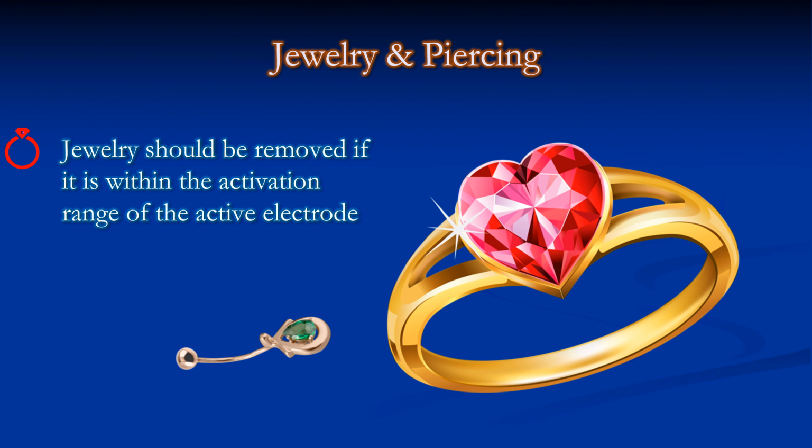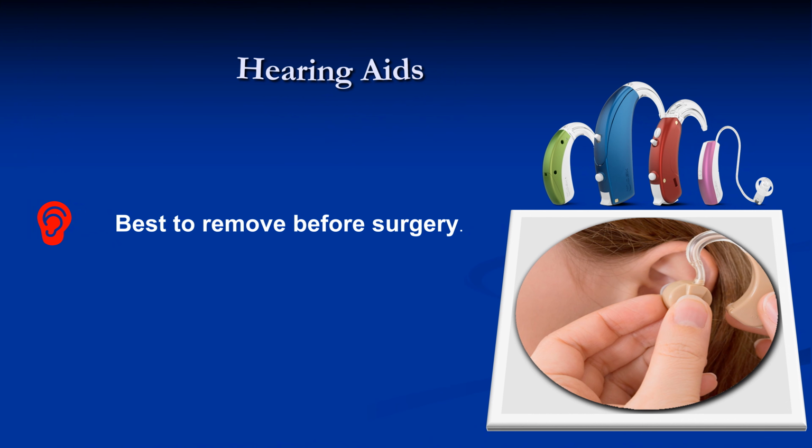Jewelry should be removed if it is within the activation range of the active electrode. The same applies to piercings. Hearing aids are best removed before surgery, as radio frequency leakage may cause interference with them. Radio frequency current may damage two-piece wireless devices. They shouldn't be worn when electrosurgery is used.